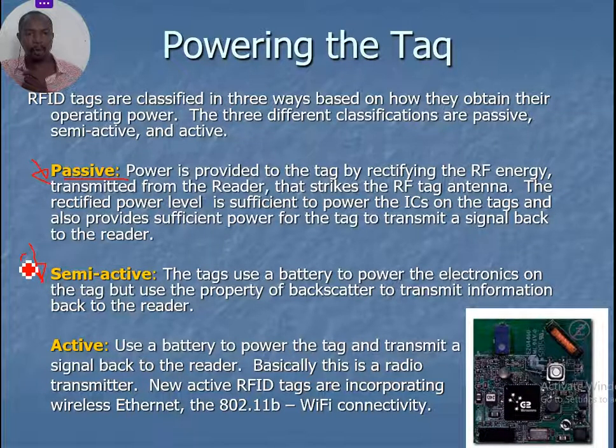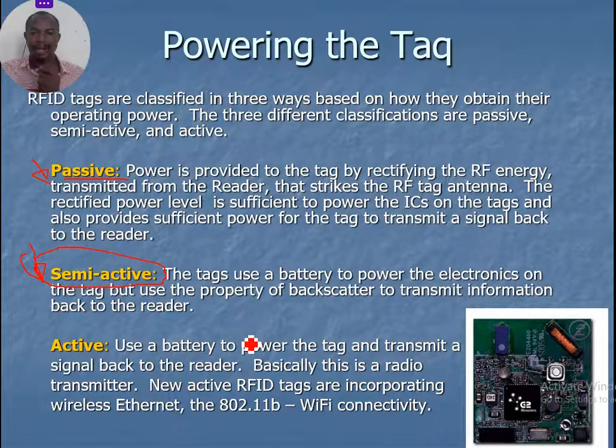The semi-active way or means of receiving power in the tag is that the tag uses a battery to power the electronics on the tag. The tag itself has its own battery to power the electronics, but uses the property of backscatter to transmit this information back to the reader. So the semi-active means of powering a tag is to use a battery to power all the electronic circuitry in the tag, and then use the backscatter method to transmit the information back to the reader.